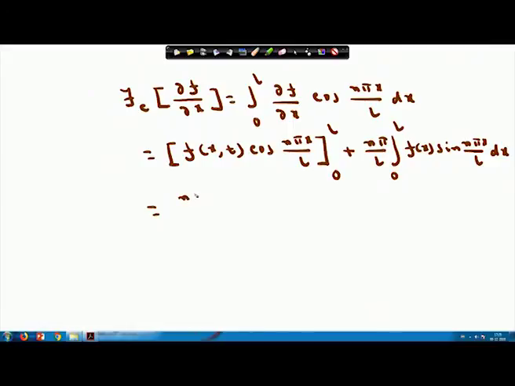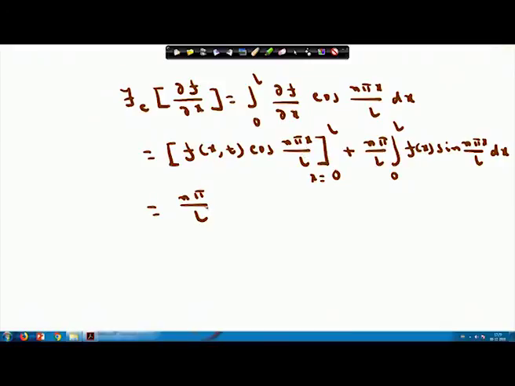The first term will not vanish as usual for the limiting values 0 and L. Sorry, here it will not be 0, because at x equals L this is not vanishing. At x equals 0 it is also not vanishing, and at x equals L it is cos n pi, which will also not vanish. It depends on the value of this one. So I am just writing this.